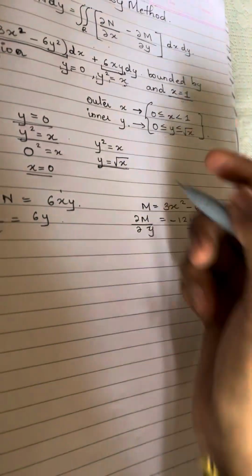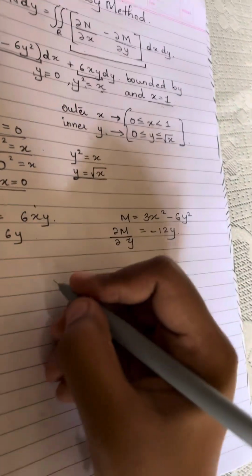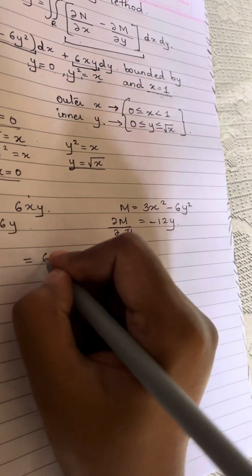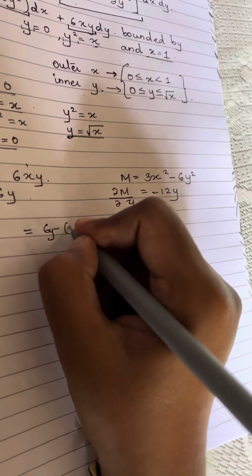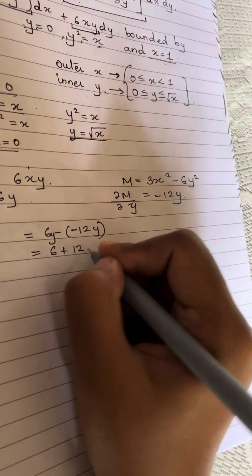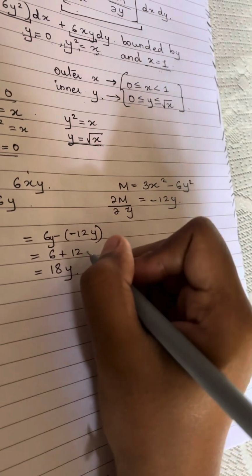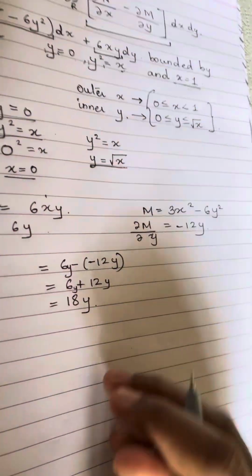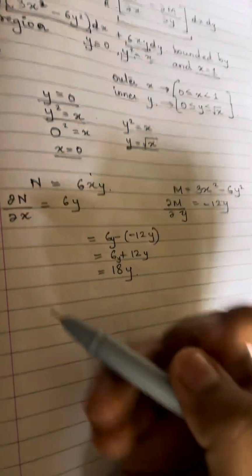Now the middle part they have subtracted. You subtract it the same way. 6y minus 12y, which will give you 6 plus 12, which will give you 18y. Alright, so now you have to put this in the formula.